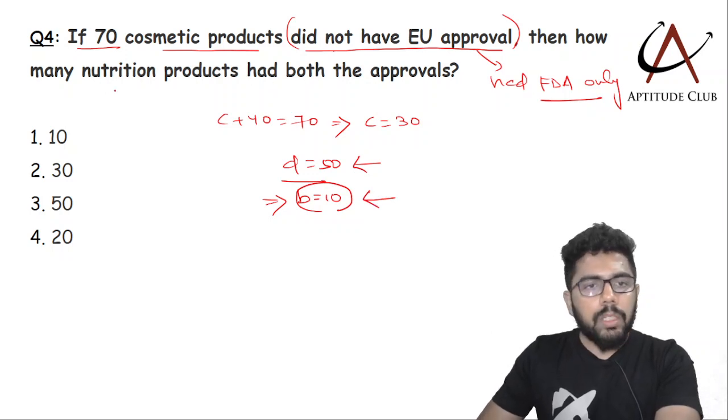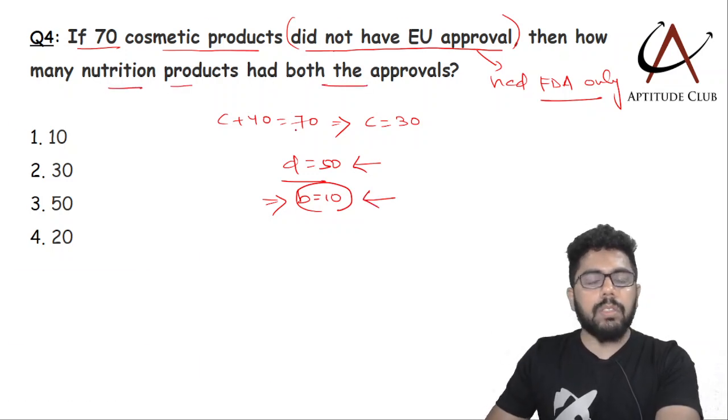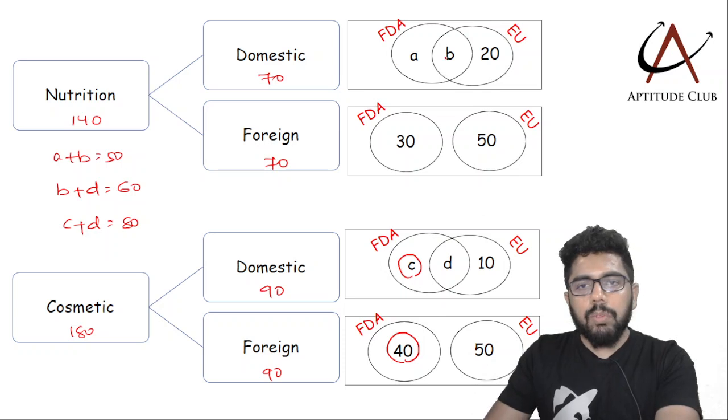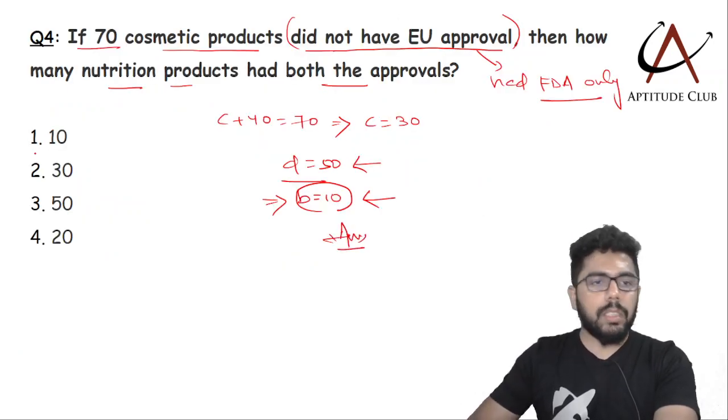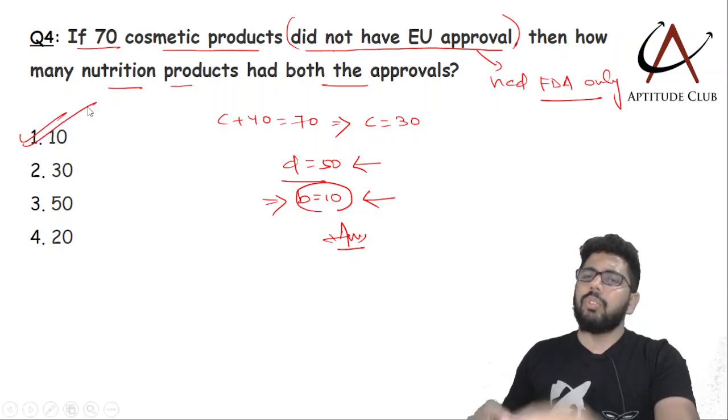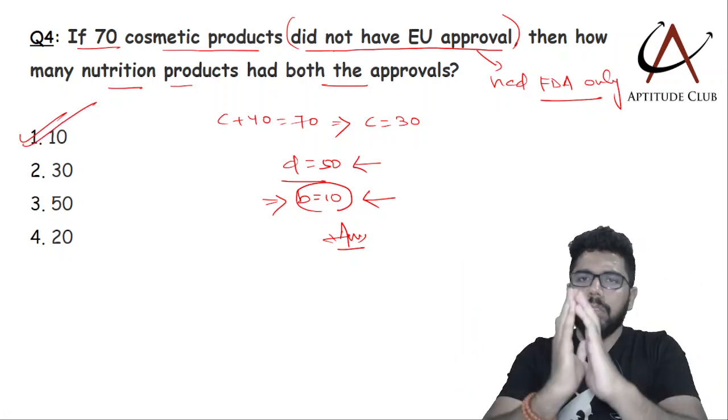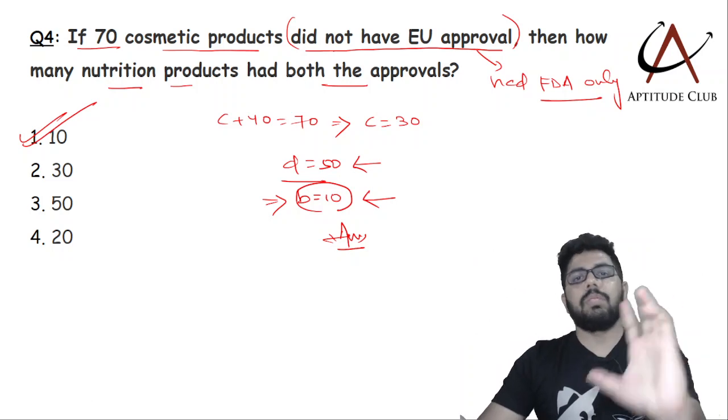So how many nutrition products had both the approvals? Nutrition product having both the approvals is B, and that is 10. That is our answer. So everything will be about those three small equations. That's it. Every question will be about those three small equations.